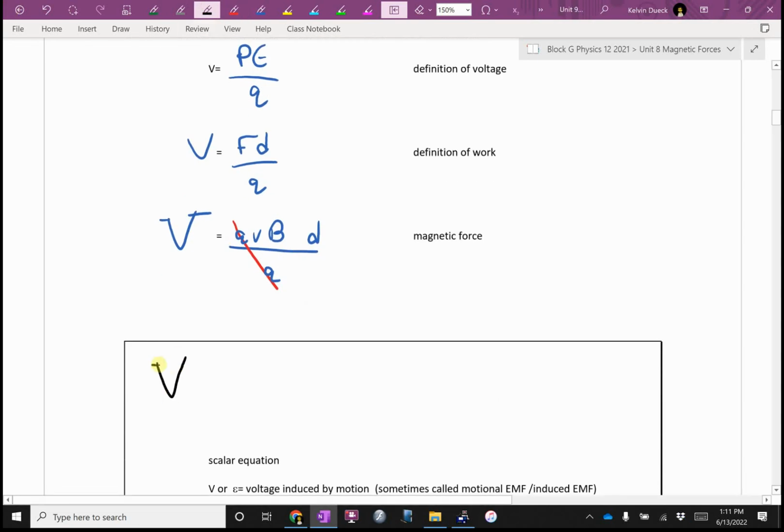The voltage induced by motion is equal to, usually we write it as B, V, and then instead of D, we use an L. Is that what it is on your formula sheet? So you should see, in fact, it might not even be a V, it might be an EMF symbol. Is it BVL or VBL? And they have to be all perpendicular to each other, just as before. BLV, is that what I wrote it as? I couldn't remember the order. BLV.